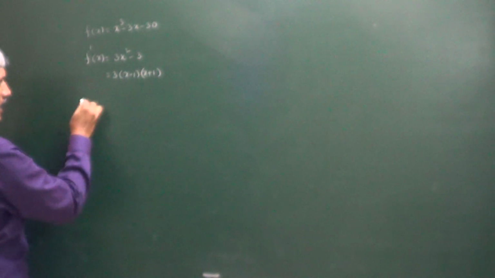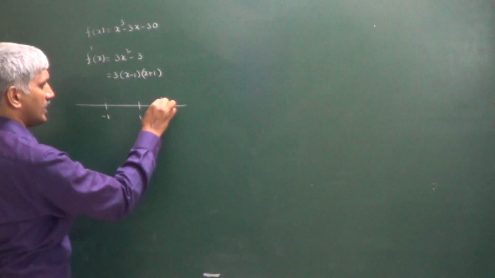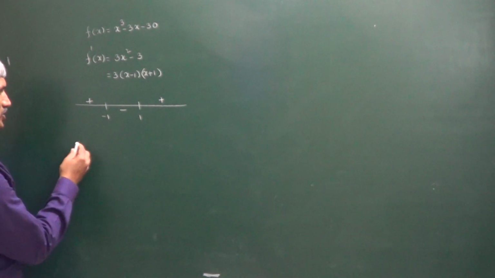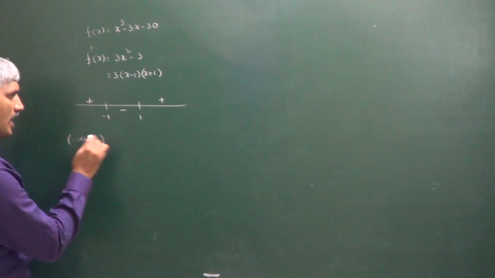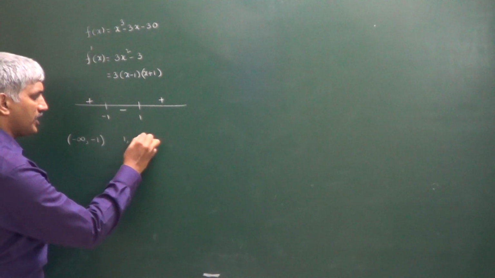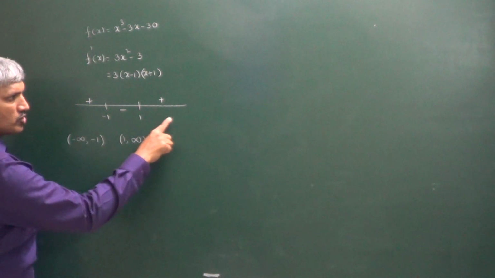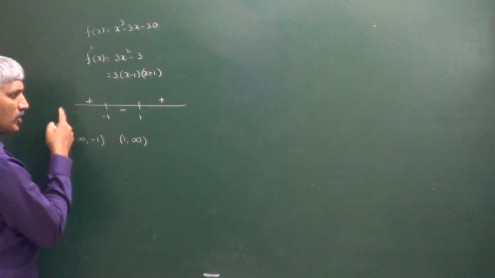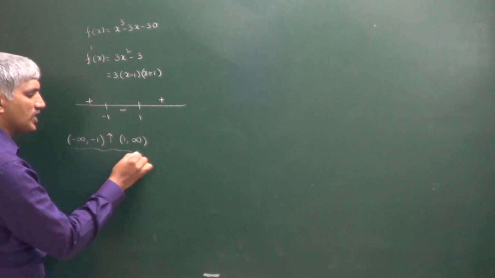Come on, number line. So wavy curve: minus 1 and plus 1, with signs plus, minus, plus. Right? So the information is saying that from minus infinity to minus 1 and again from 1 to infinity, you can observe f dash of x is greater than 0. From 1 to infinity positive, minus infinity to minus 1 also positive. So we can say the function is an increasing function in this interval.